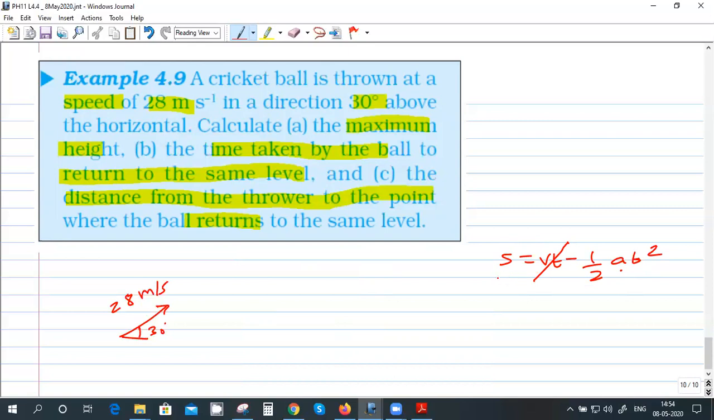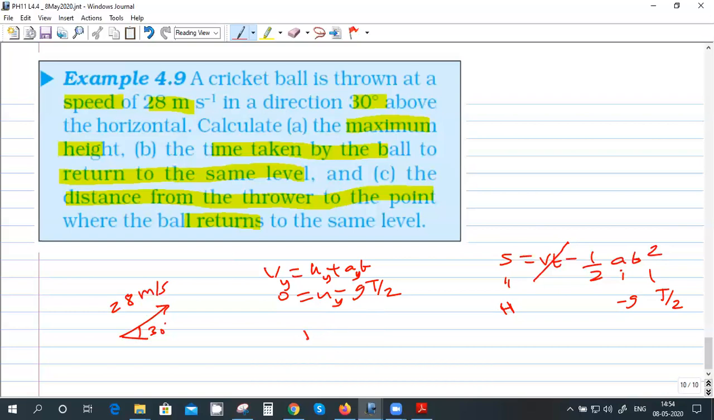S is from ground to maximum height point, so S will become H. And the final velocity is 0. Acceleration is minus g, and t is capital T by 2 because it's the time to go from 0 to maximum height. It's half of the total time. So I just have to find capital T, and to find it I'll use V equal to U plus AT. V is 0, U is known, acceleration is minus g, and time is capital T by 2. And U is the vertical component, Uy. Everything is vertical motion, right?